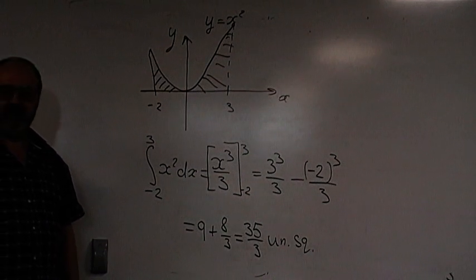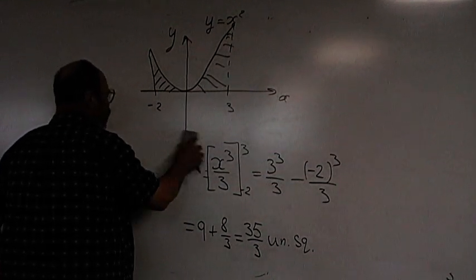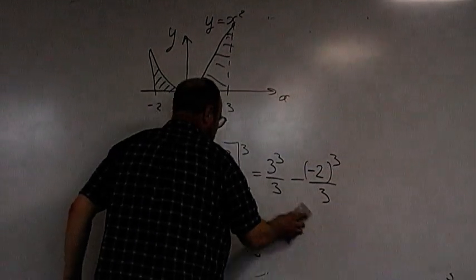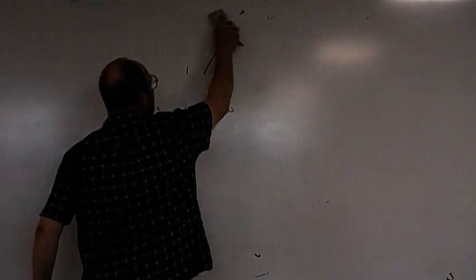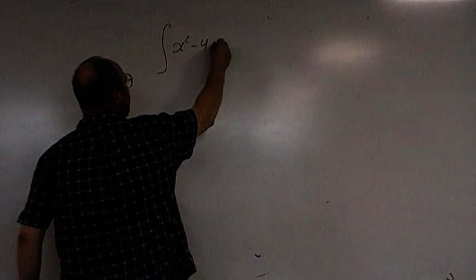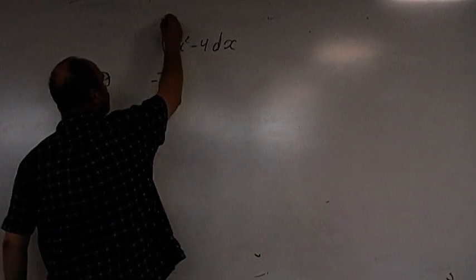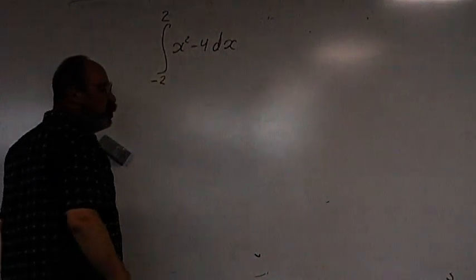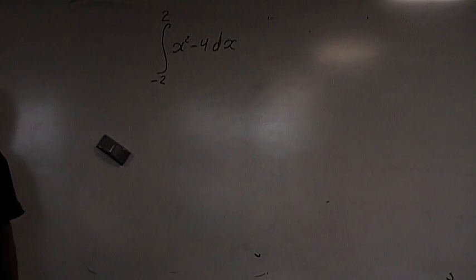Make sense? Yeah. Now, in the previous example, when we calculated the definite integral of x squared minus 4 dx from negative 2 to 2, we got a negative number. But can area be negative?